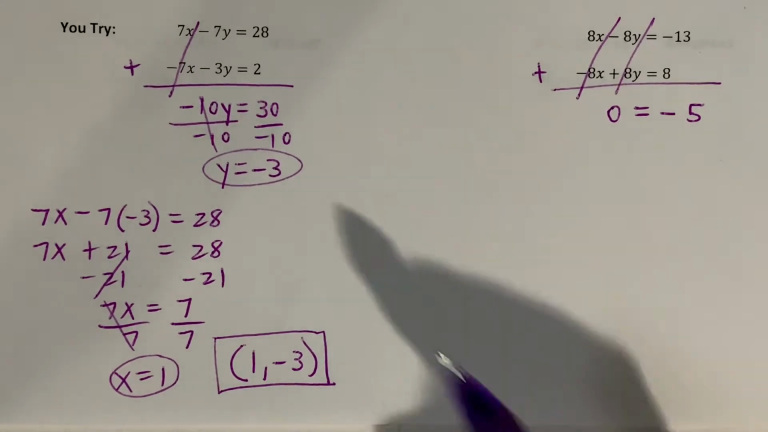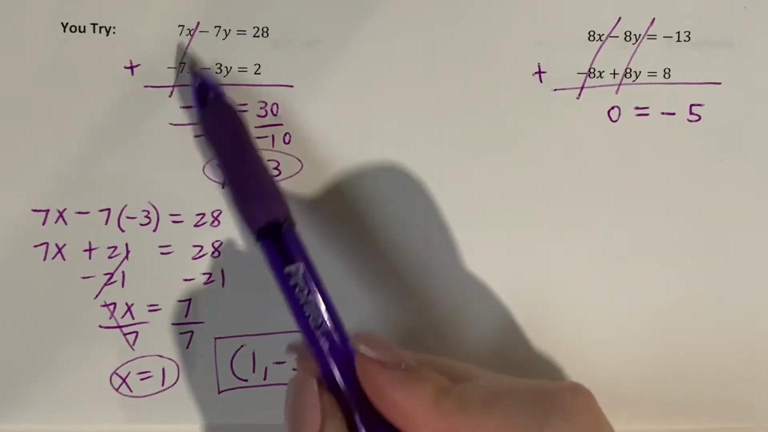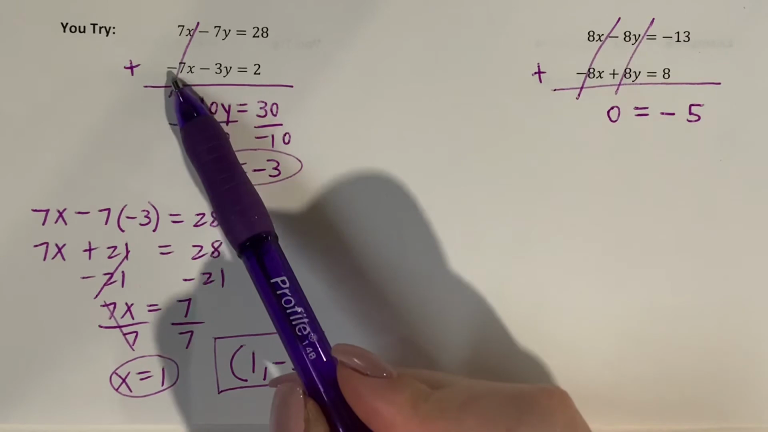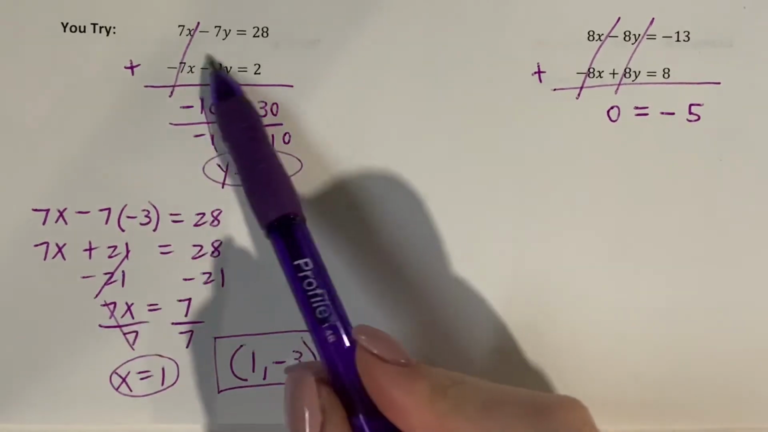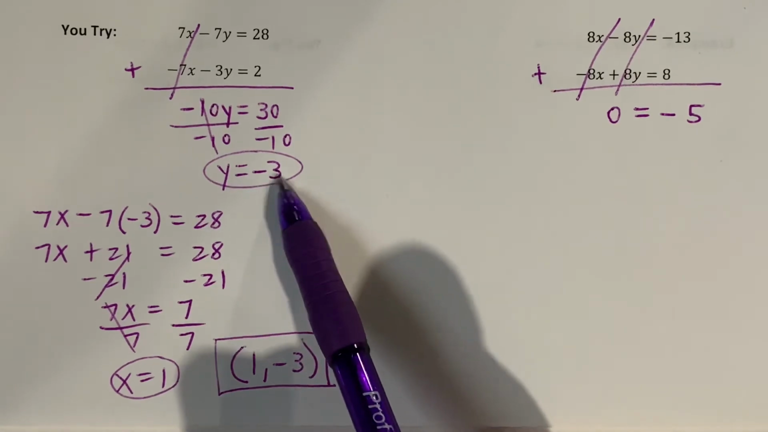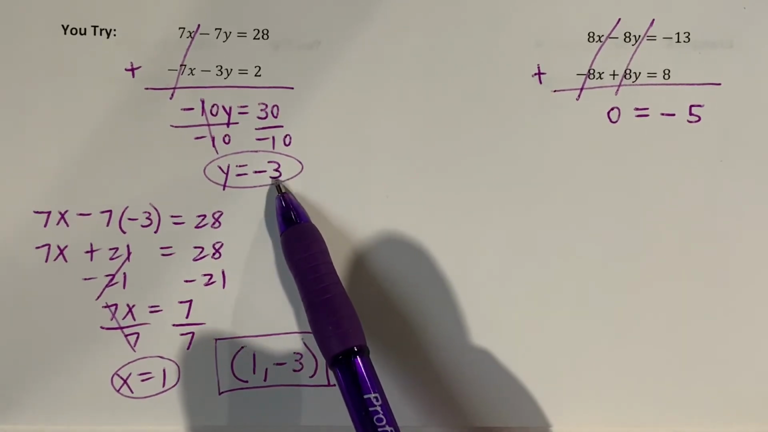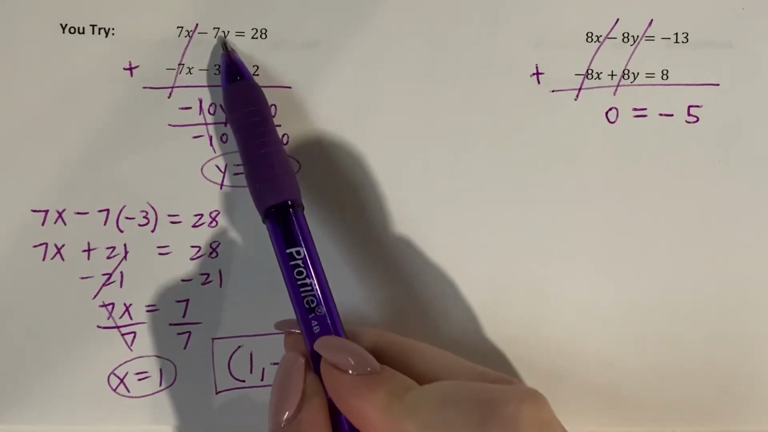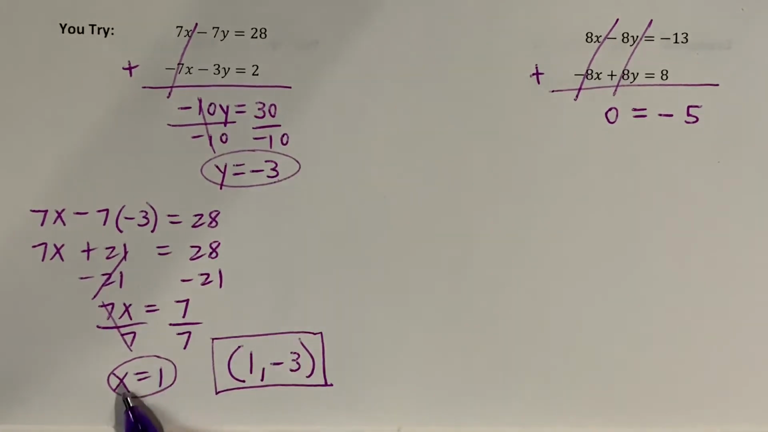In the first U try, my x's ended up dropping out of the problem. This may not always be the case. Sometimes my y's may drop out, but my x's dropped out of the problem and I got y equals negative 3. I plugged y equals negative 3 back into my first equation for y, and I ended up getting that x equals 1. So my solution was 1 comma negative 3.